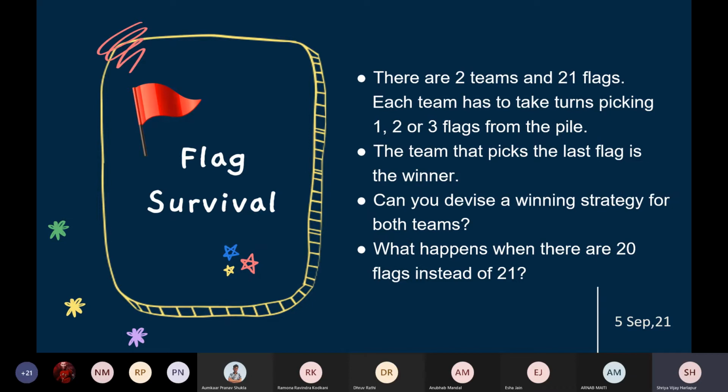Now, what happens when there are 20 flags instead of 21? Using the same backward calculation, can someone tell me which team is guaranteed to be the winner?